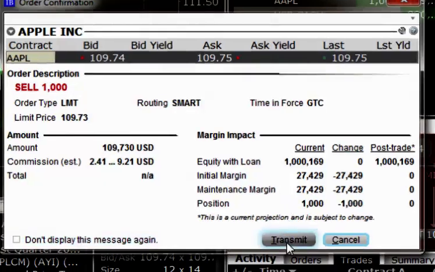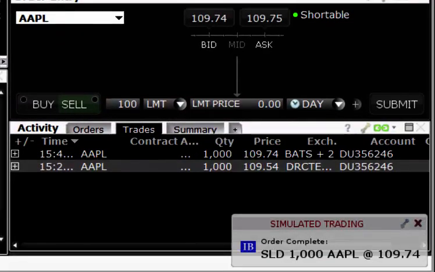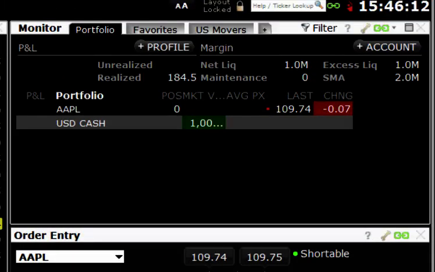So we just click on transmit. So you can see on the bottom right hand of your screen, the order is complete. We've sold the position. So now look what happens here up in your portfolio window. Our position in Apple is gone to 0. So we no longer have any shares in Apple. And you can see in our realized profit, we made a profit of $184 on it. And we'll talk about that in another lesson later on.